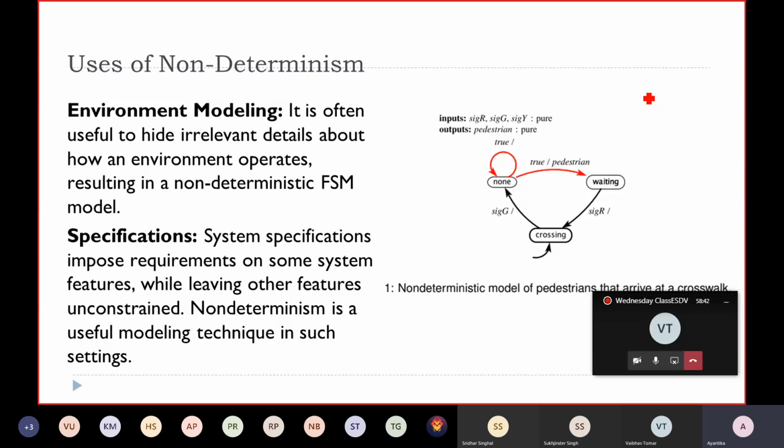Then we'll take another example of non-determinism. As I already told you, it is important for environment modeling, that is, how your smart car will react to its environment, like pedestrians and traffic light controllers, when you are designing it. When you consider that, you also have to consider their state machines. It is not that you are just considering your own state machines. You have to consider their state machines and take the inputs from them.